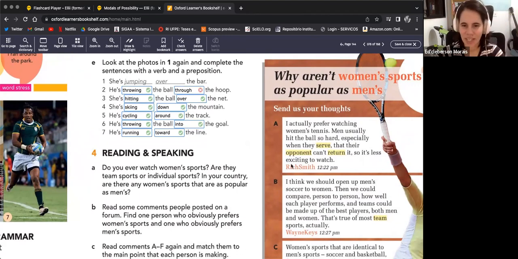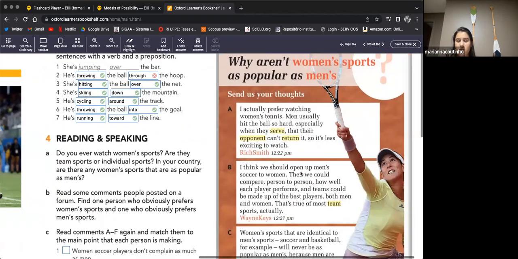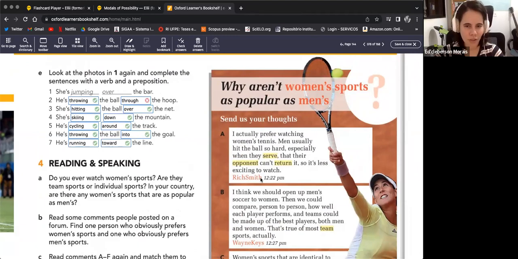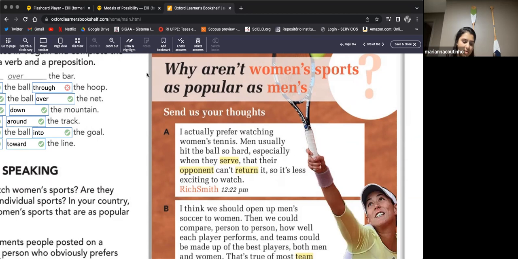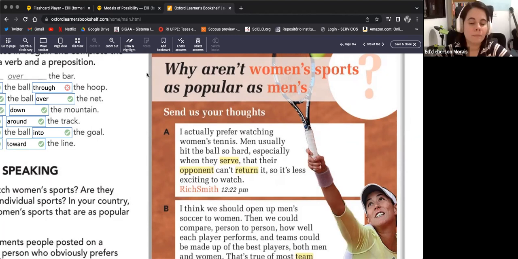Let's do the reading. So, let's read first, okay? You're gonna read first, then we're gonna discuss about the reading. Let me zoom in. Let's start by A, letter A. You can read the beginning. Pode começar? Yes, you can start. Why aren't women's sport as popular as men? Send us your thoughts, okay? Thoughts.